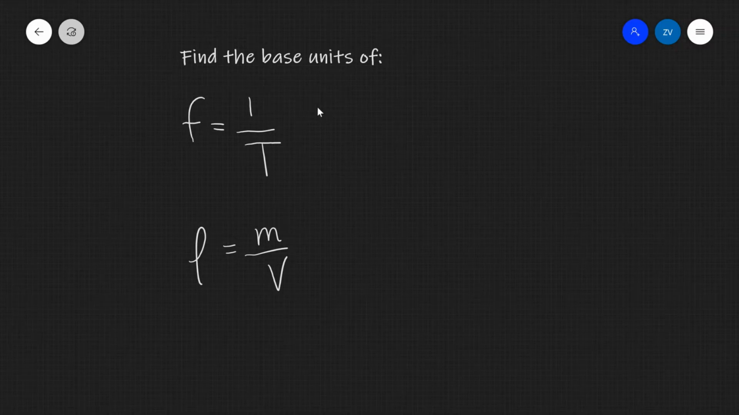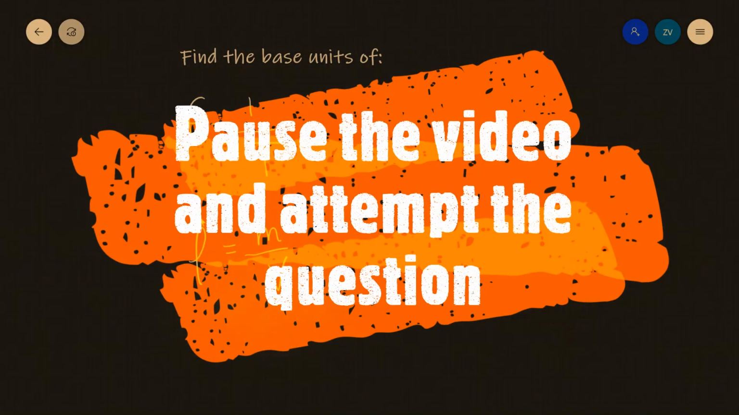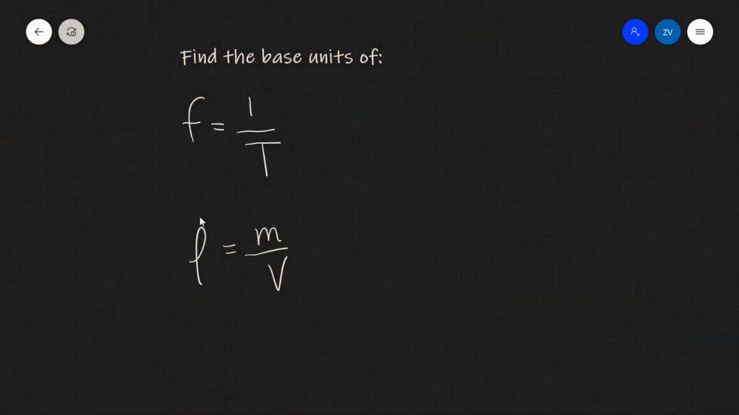Today we're carrying on with our series on the transition from GCSEs to A level. Now what we're going to be talking about is in particular base units and powers. So first of all, what I would like you to do is have a go at finding the base unit of the following two quantities. What is the base unit of frequency and what is the base unit of density? And this will be a perfect opportunity for you guys to pause this video and attempt this question.